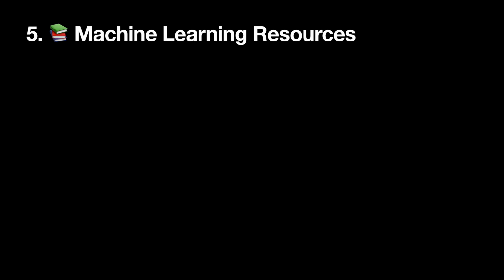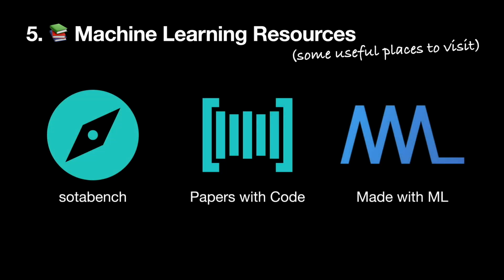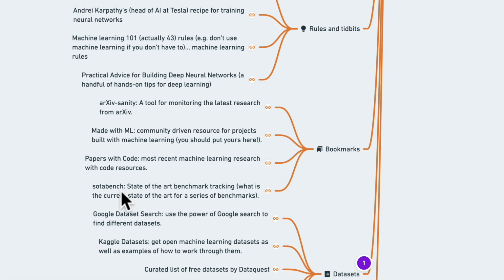The next one was some useful places to visit. SOTA Bench, Papers with Code, Made with ML. SOTA Bench is where you're going to find all of the state-of-the-art machine learning models benchmarked on a number of different datasets. Papers with Code is where you'll get the latest machine learning research with code attached, usually. Although it's called Papers with Code, I think one of the criteria for something to come up on Papers with Code is that it has to be a research paper, so state-of-the-art machine learning, but with code. But don't get too distracted by these. You want to build things with machine learning, and that's what you can find on Made with ML. Yeah, there's Papers with Code, there's SOTA Bench.